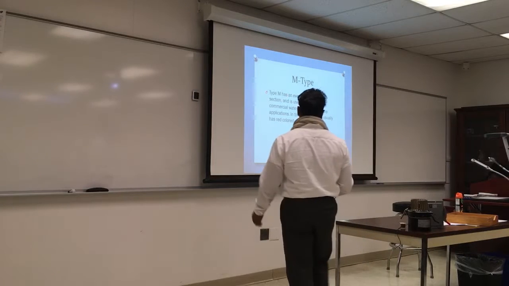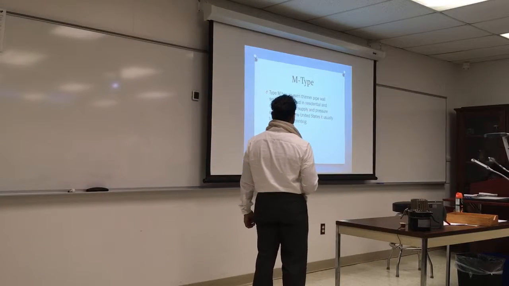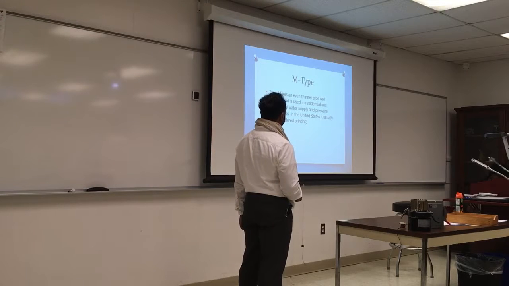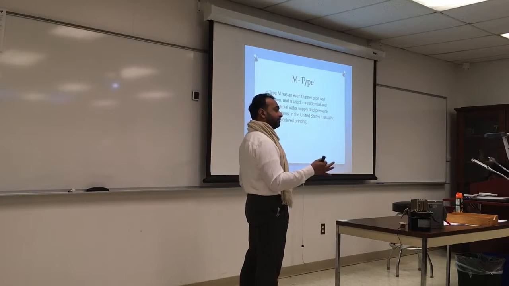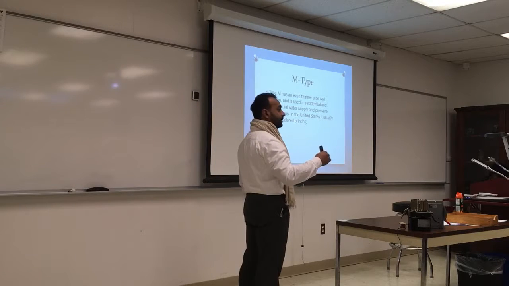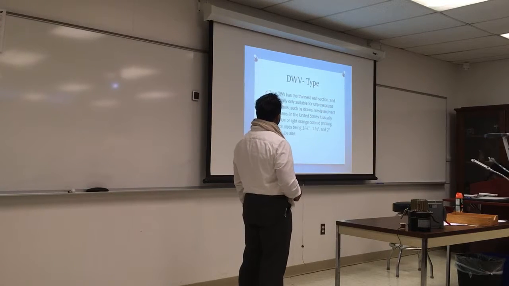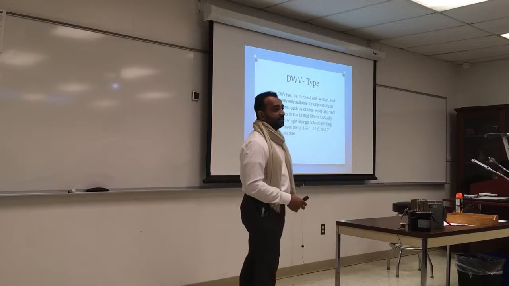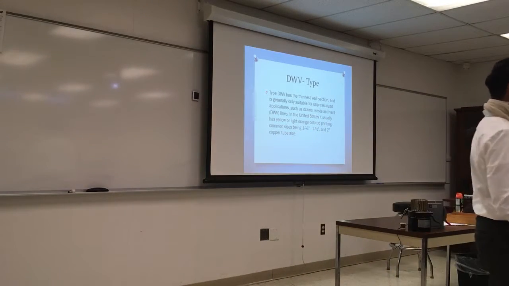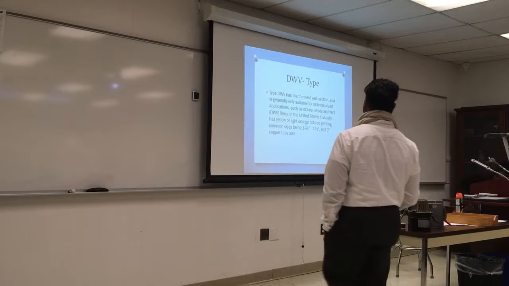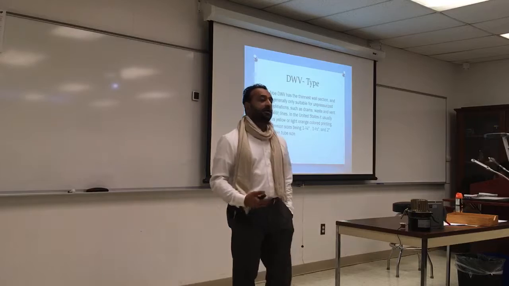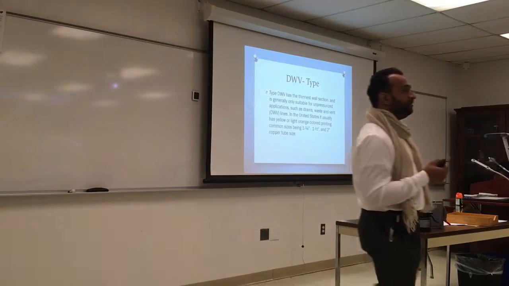M type is an even thinner pipe. It's used for residential and commercial water supply and pressure applications, and it also has color print. So we have K, L, M. K is the thickest, L is medium, M is thinner. Then we have DWV, which is the thinnest one ever, and you don't want to use these unless you have zero pressure. They're used for water lines, sewage, drains, because they hold no pressure whatsoever and they're very, very thin.